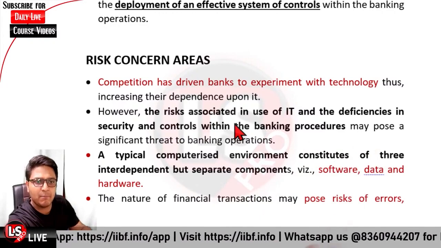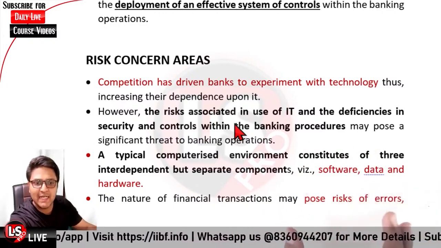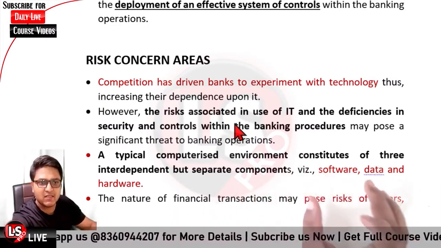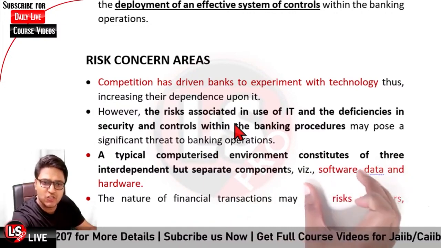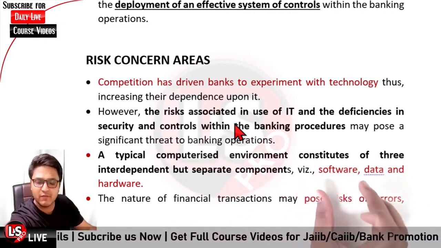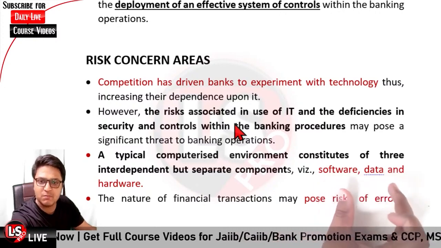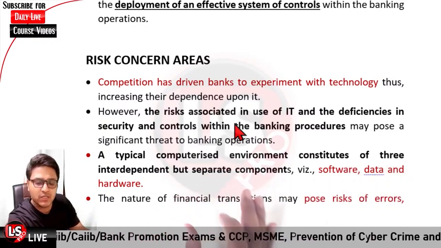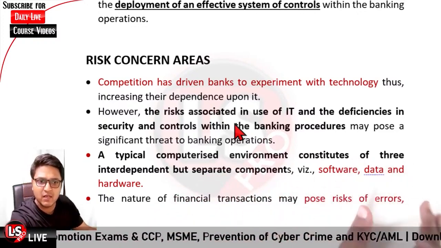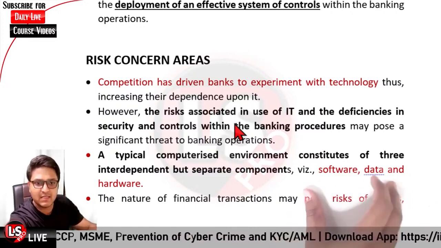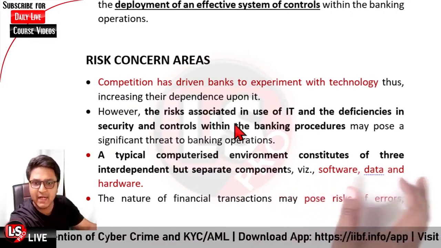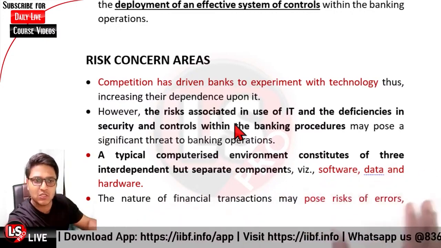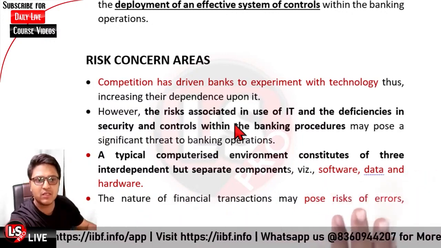A typical computerized environment constitutes three independent but separate components. Let us see what those components are. First of all, it is the software, the application which we are using to provide the services to our customers, and further the data which is being stored in the data warehouses, in the databases itself. And the third one is the hardware which is being used by the software and the data itself. And further these are interdependent, that basically these depend upon each other. The software is depending on data and the hardware, data is also depending on the software and the hardware, and hardware itself is dependent on the software and data.